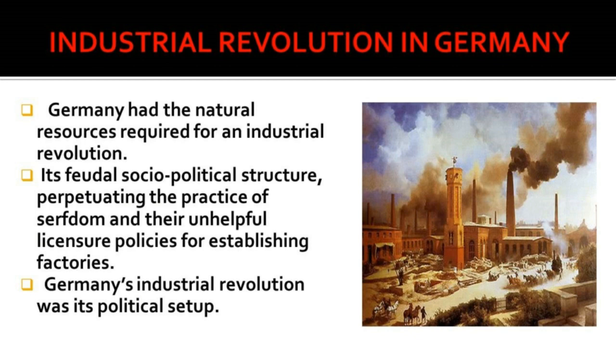Industrial Revolution in Germany. Germany had the natural resources required for an industrial revolution. Germany's main challenge was its feudal socio-political structure, perpetuating the practice of serfdom, and unhelpful licensure policies for establishing factories. The most significant challenge to Germany's industrial revolution was its political setup. Before 1871, Germany was made of numerous German states, with Prussia being the biggest.